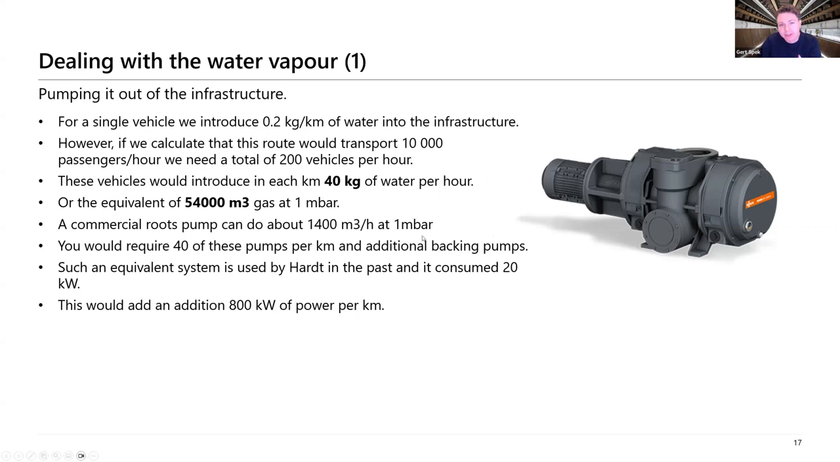And if we look at commercial vacuum pumps, for example, this one is the Roots pump that we used to evacuate the European Hyperloop Center. It does around 14 cubic meters per hour at this 1 millibar. So you would need at least 40 of these pumps and the backing pumps required. So then you would start to look at a megawatt per kilometer of additional pumping load, order of magnitude.